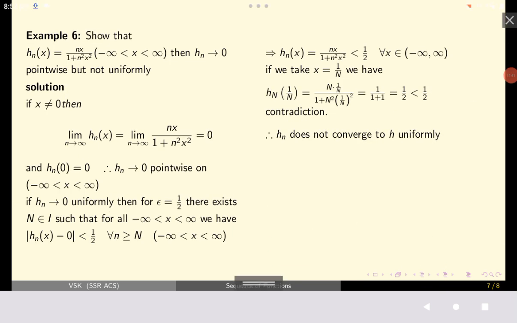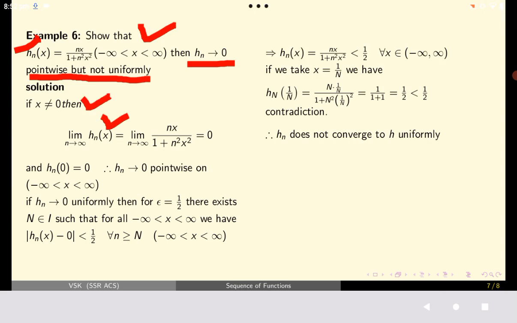Now let us see this example, that is the last example. Show that h_n(x), which is given by this expression, then h_n converges to 0 pointwise but not uniformly. Let us see how we can prove this. If x is not equal to 0, then limit n tends to infinity h_n(x), that is this expression, is equal to 0, and h_n(0) is equal to 0. So h_n converges to 0 pointwise on this interval. This is the first result.